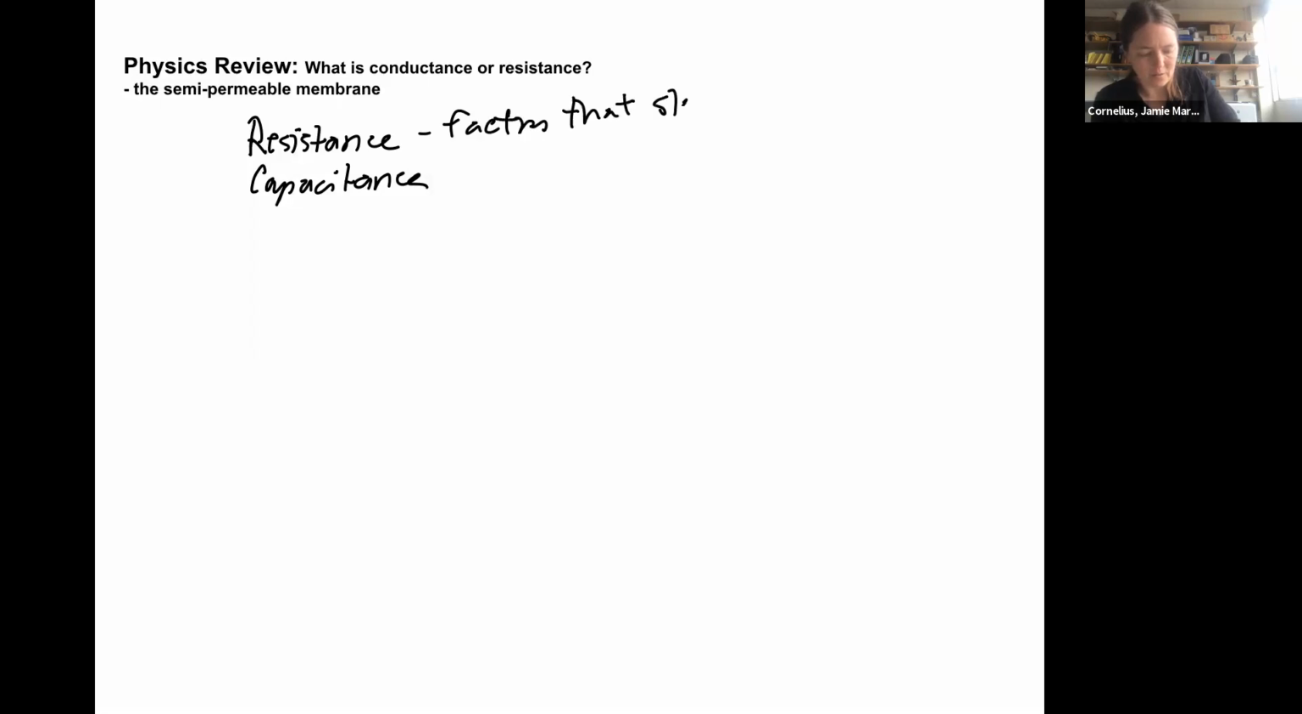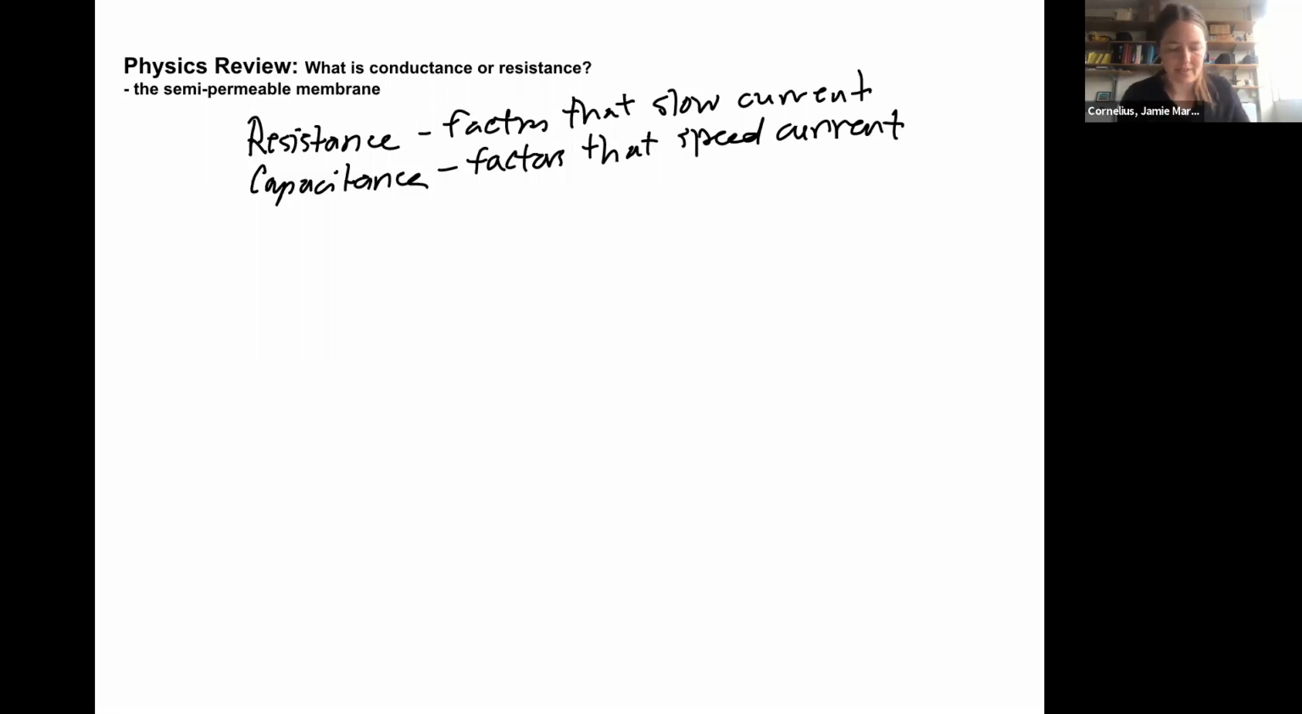Factors that slow current. So I didn't mention that as that electron rolls down the mountain, moves from negative to positive, the physical movement of that electrical charge along that pathway is what current is. And capacitance are factors that speed current. This is not really a technical definition, because anyway.